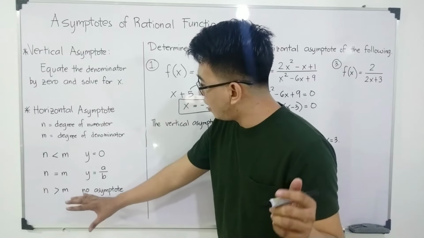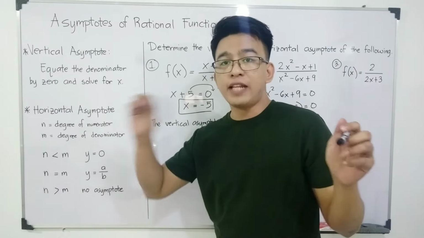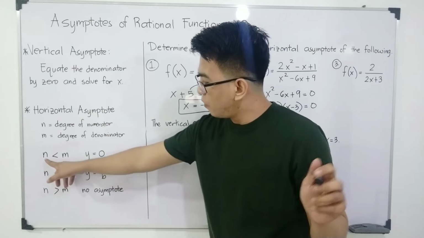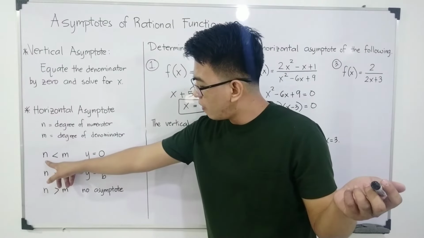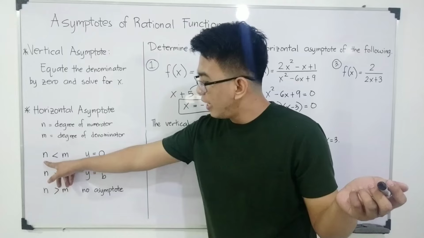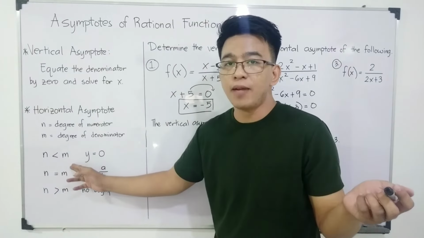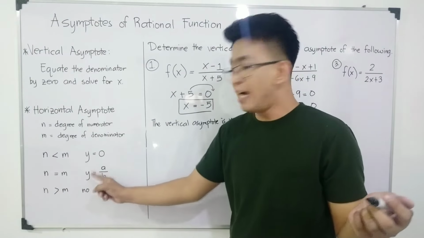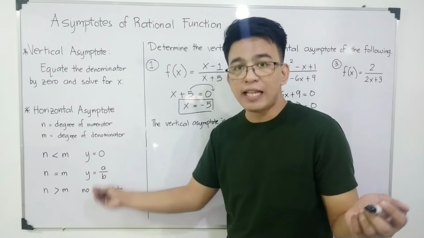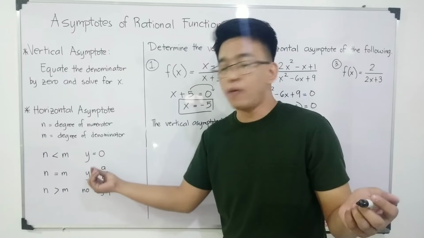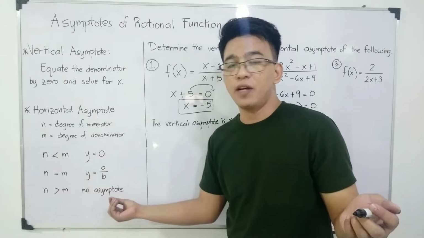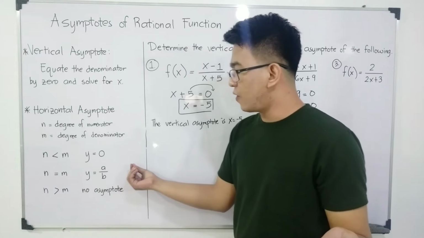For the horizontal, ito naman. We have three cases here. If the degree of your numerator is less than the degree of your denominator, the horizontal asymptote is equal to y is equal to 0. Again, y is equal to 0.